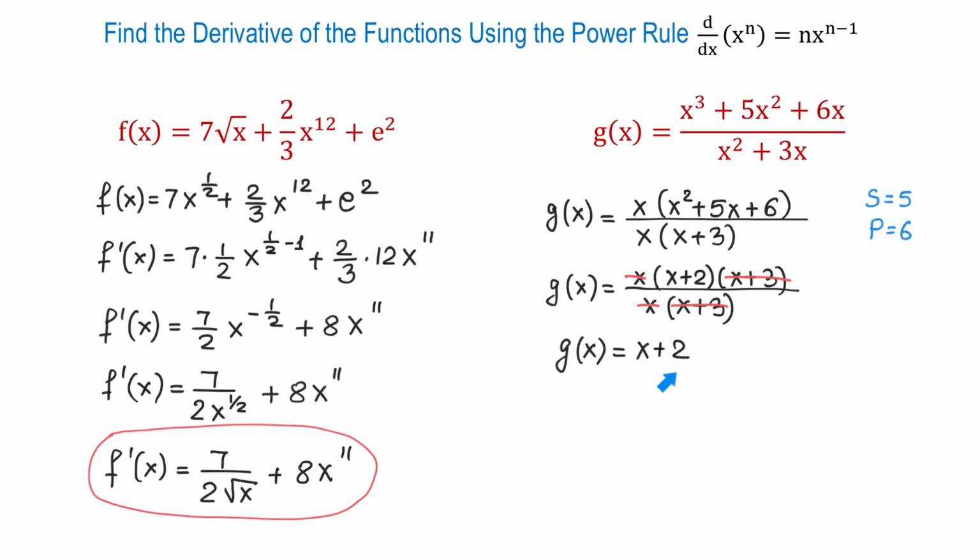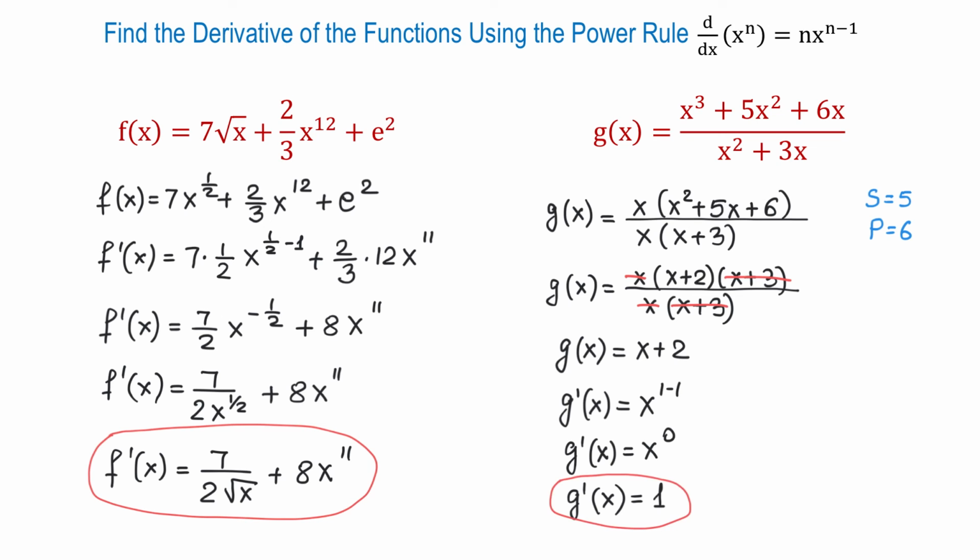Now we have two terms, and we will find the derivative of each of these terms individually. G prime of x equals, and now this x has exponent 1, and when we apply the power rule, we have to decrease it by 1. So we will have x to the power of 1 minus 1, and the derivative of the constant 2 is 0. And now g prime of x equals x to the power of 0, and when this x is not 0, then x to the power of 0 equals 1. So then, we just found that the derivative of g of x equals 1.